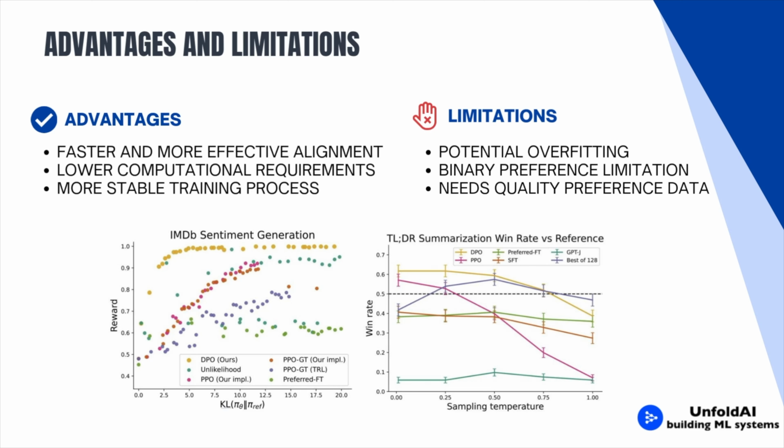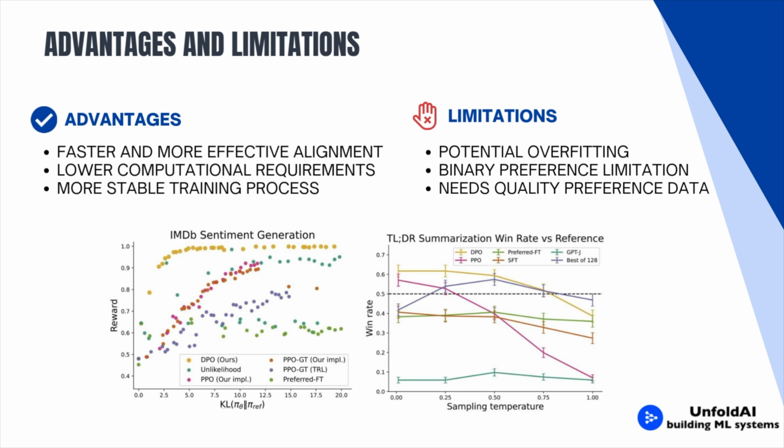A key observation here is DPO's stability. It maintains consistent performance across different sampling temperatures. In contrast, PPO's performance deteriorates significantly at higher temperatures because its optimization procedure, which relies on sampling during training, becomes unstable as the output distribution becomes more diverse. This instability is a known limitation of reinforcement learning approaches in language models.